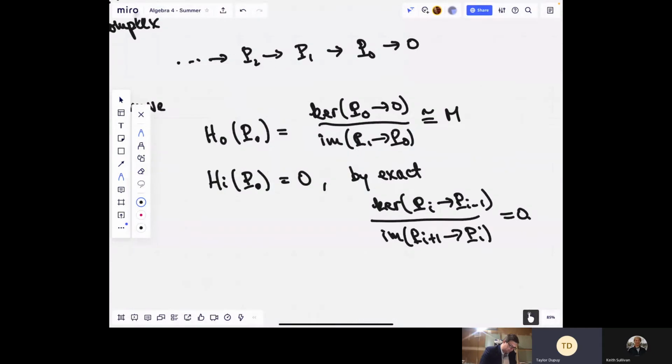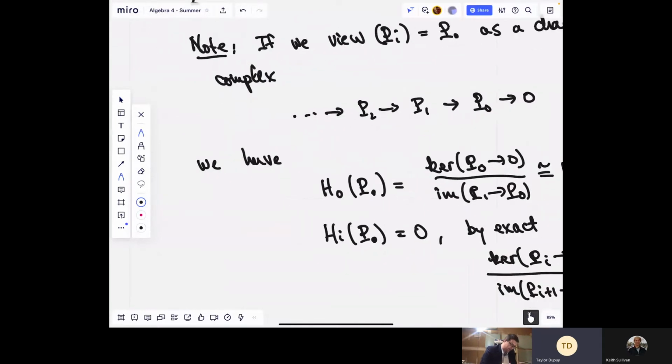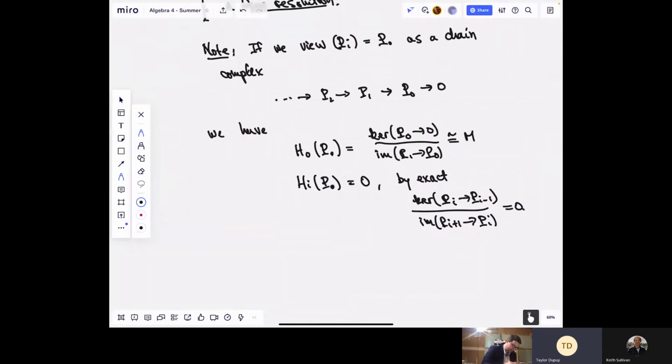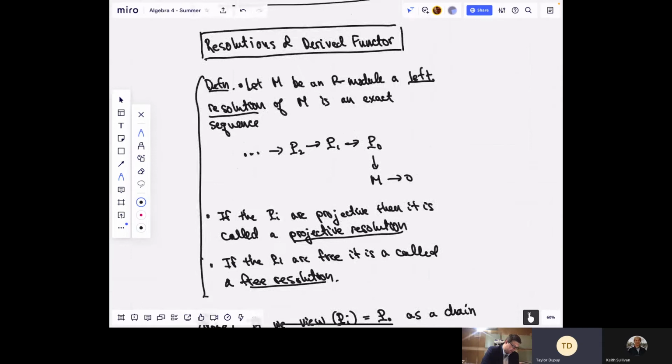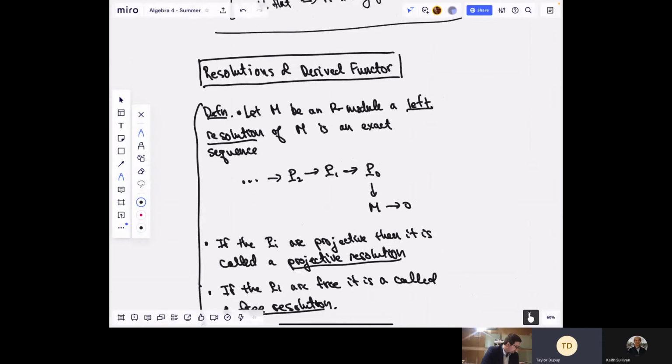All right. So all I'm saying is that this thing kind of encodes M. It's pretty much the same as M up to homology, if you view M as like the stupidest complex you can, where it's just in degree 0. Okay, so that's what a left resolution is.